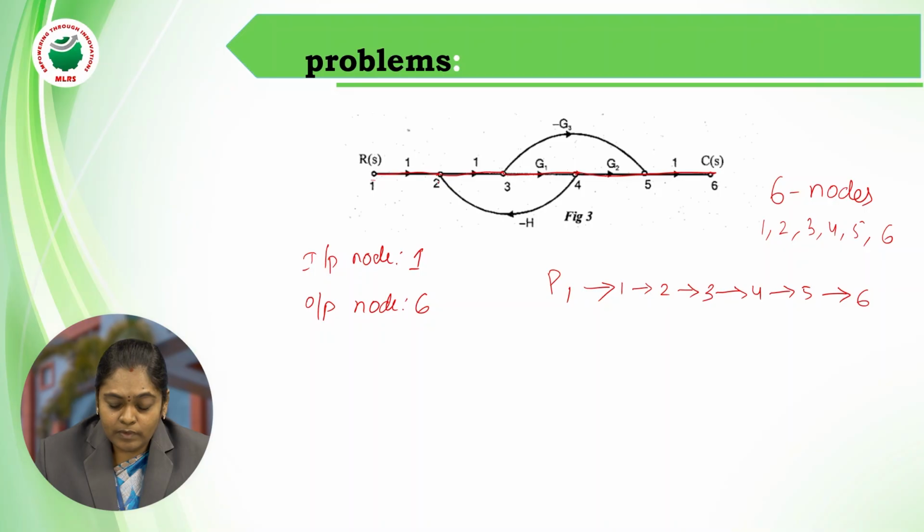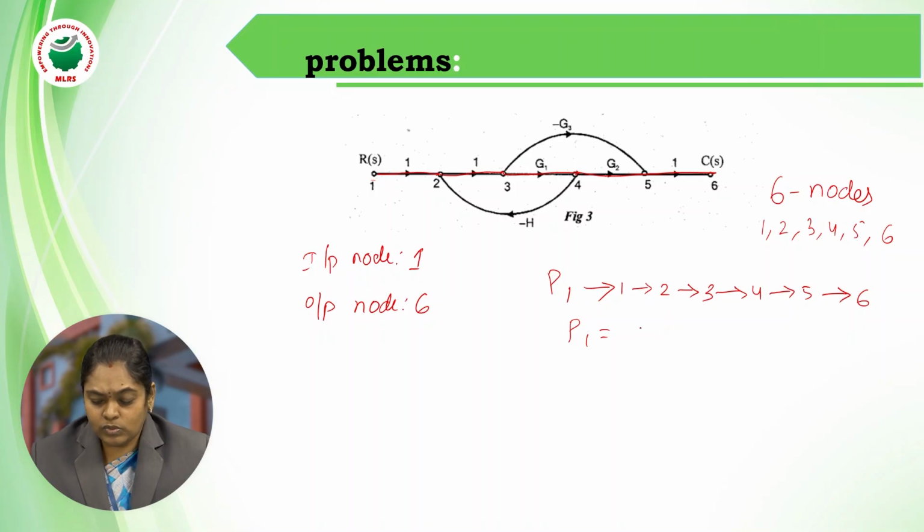Just see the path gains. What is the gain between 1 and 2? 1. Between 2 and 3? 1. So just multiply the path gains. The forward path gain is 1 into 1, 1 into G1, G1 into G2. So the first forward path gain is G1 into G2.